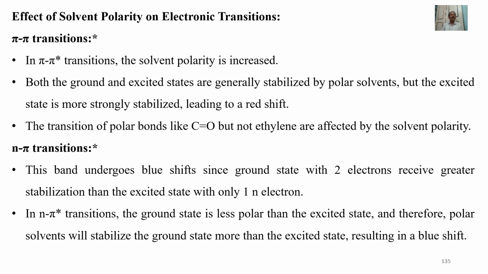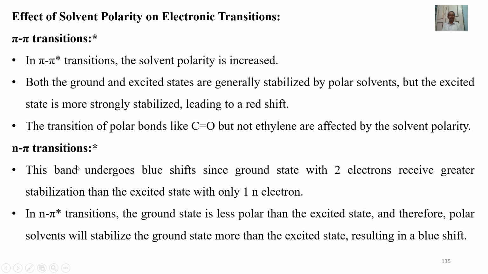Effect of solvent polarity on electronic transitions. Pi to pi star transitions. In pi to pi star transitions, as the solvent polarity is increased, both the ground and the excited states are generally stabilized by polar solvents, but the excited state is more strongly stabilized, leading to a redshift. The transitions of polar bonds like C double bond O, but not ethylene, are affected by the solvent polarity.